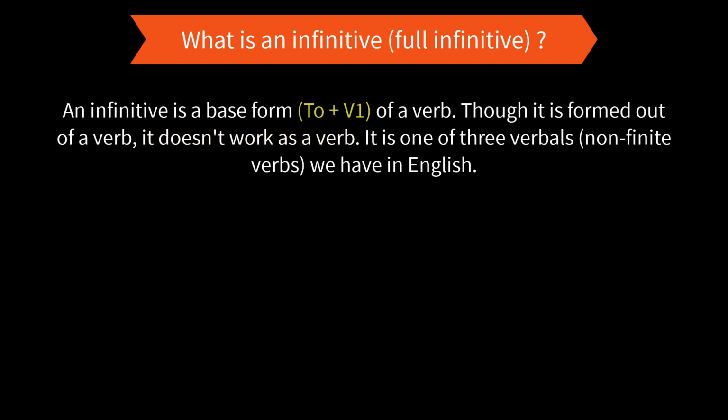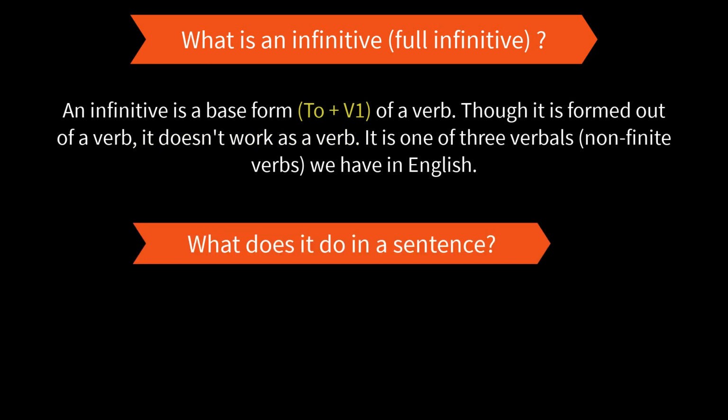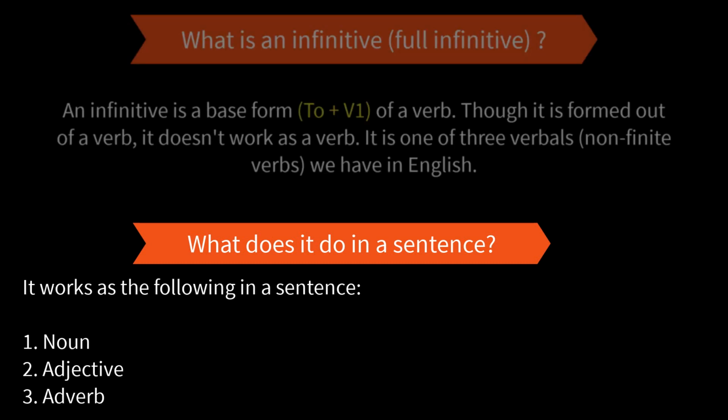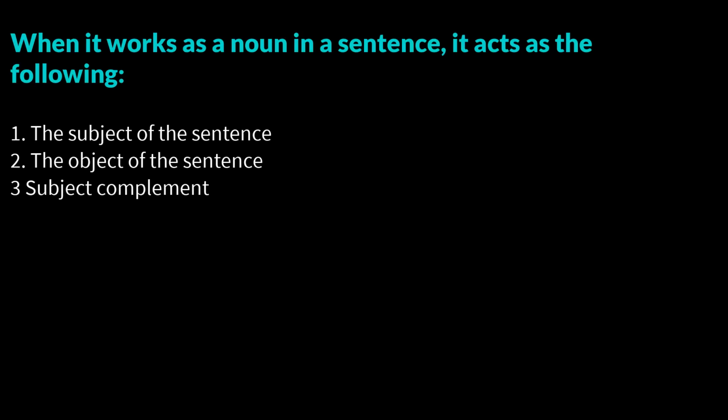Interesting, right? It looks like a verb, it is made out of a verb, but it does not work as a verb. Then what does it work as? What does it act as? It acts as a noun, as an adjective, and as an adverb as well. When it works as a noun, it can be the subject of the sentence, the object of the sentence, and the subject complement. And obviously, it can be adjectives and adverbs as well. So, we'll take some examples and quickly understand this.